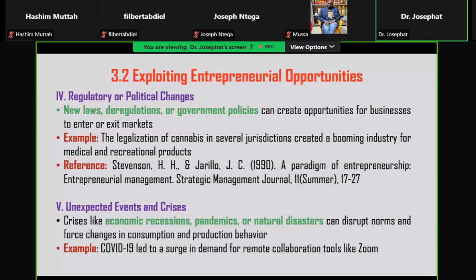Lakini tukiangalia kipindi cha COVID pia tuliweza kupata bidhaa mbalimbali ambazo sidhani kama wote tunazitumia bado. Sanitizers. Tunatumia sanitizer guys. Do you use sanitizer?